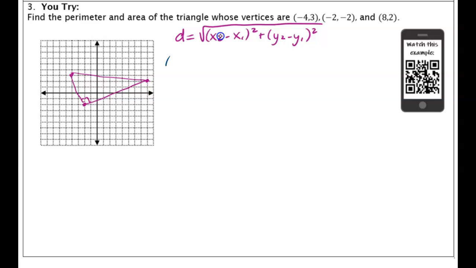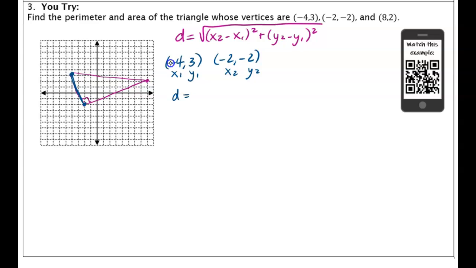So let's first use the points (-4, 3) and (-2, -2). So I'm talking about this point that's right here and then this point that's right here. So what we're going to find right now is this side that I just went over in blue. So I'm going to label this x1, y1, x2, y2. And now I'm going to plug my numbers into the distance formula.